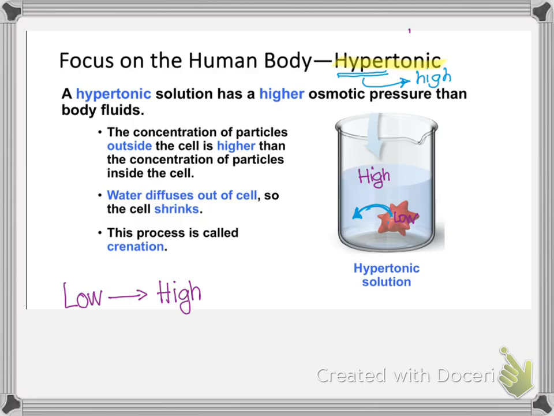So what happens to the cell then is the fluids are pushed out of it, and so then the red blood cell starts to shrink. And so if we look at the bullet points, it says the concentration of particles outside is higher than what's inside the cell. So the water's going to flow from the low to the high particle concentration. So it will go from inside the cell to outside of the cell. The cell will start to shrink. The process of this shrinking is called crenation.